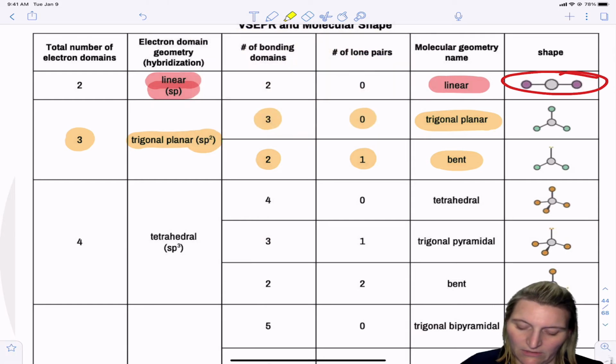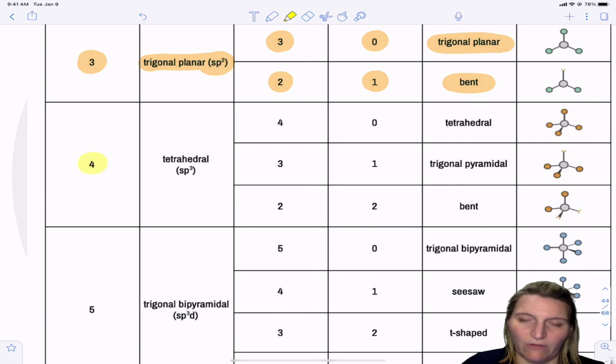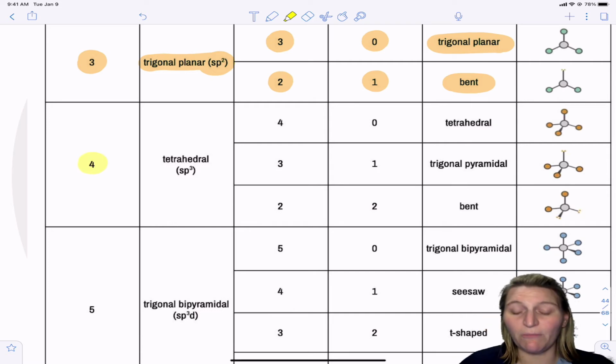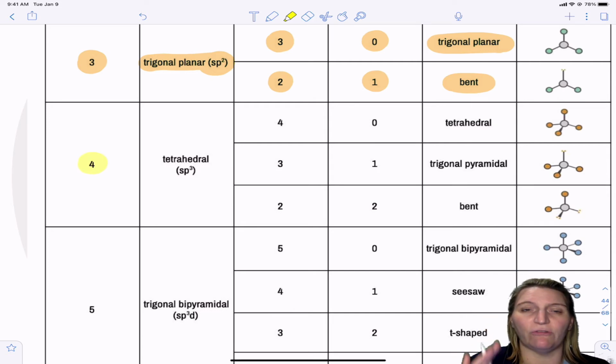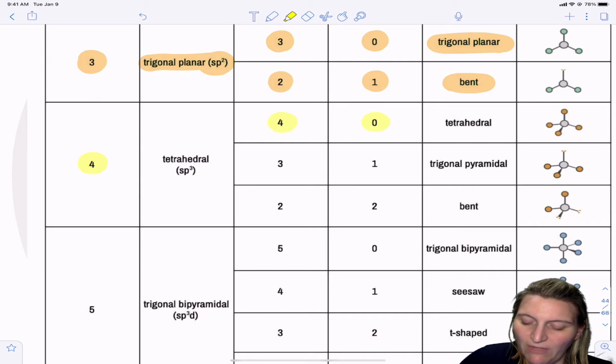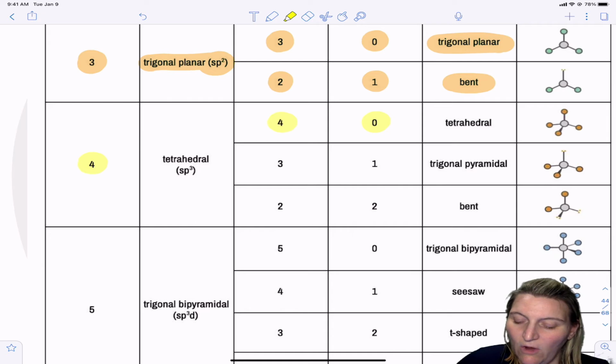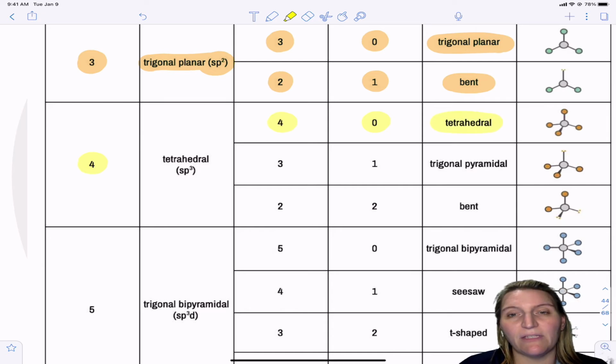Next on the list are tetrahedral. So this is a big one. A lot of molecules start as tetrahedral. So tetrahedral is if it has 4 electron domains. If it has 4 electron domains and no lone pairs, we call the shape of the molecule tetrahedral. And we've seen that. That's the bond angle of 109.5.